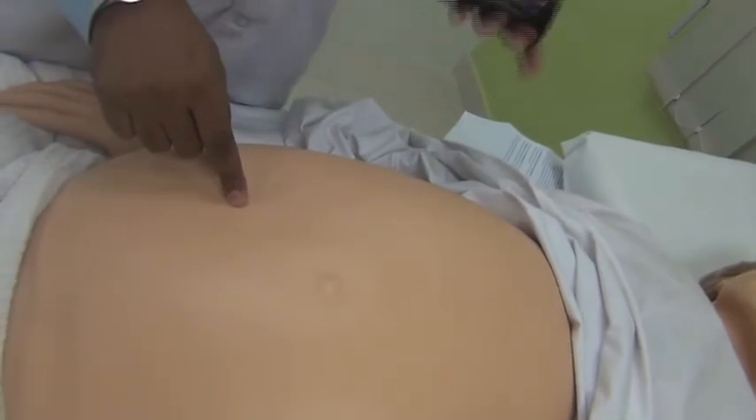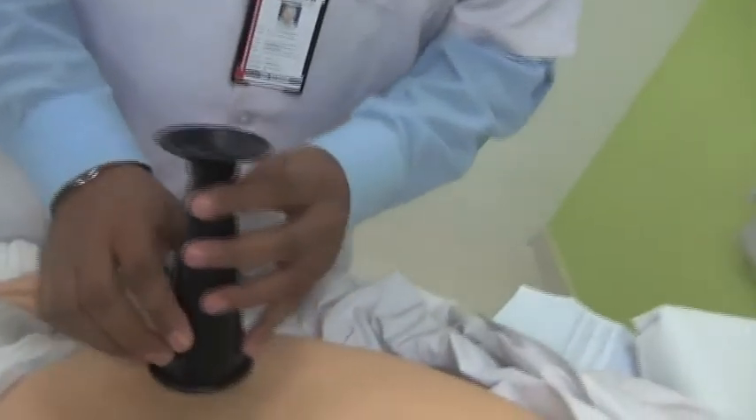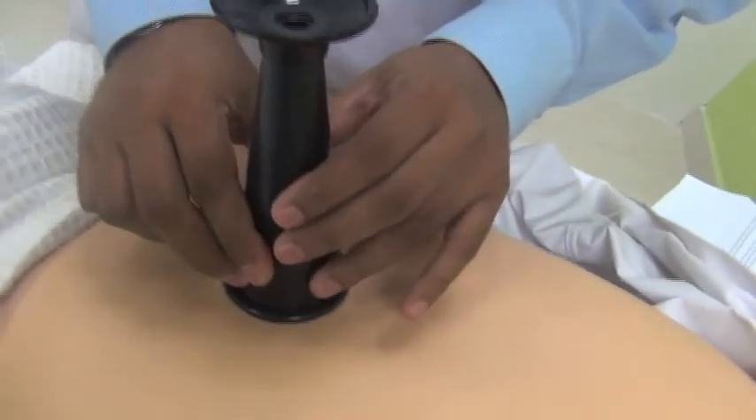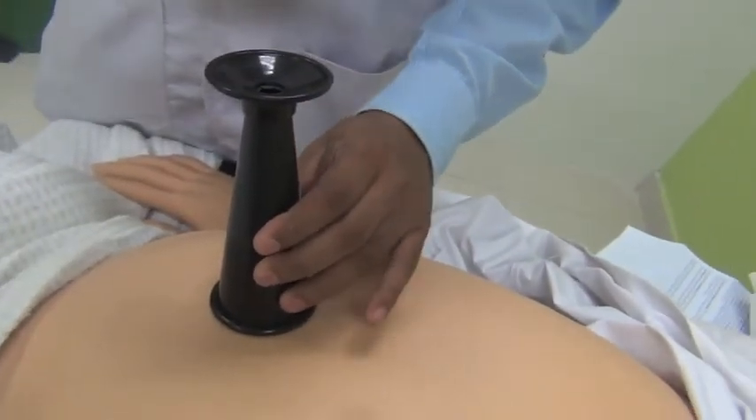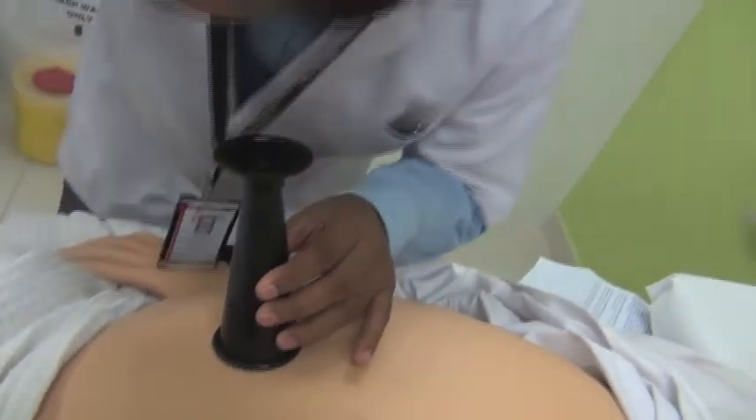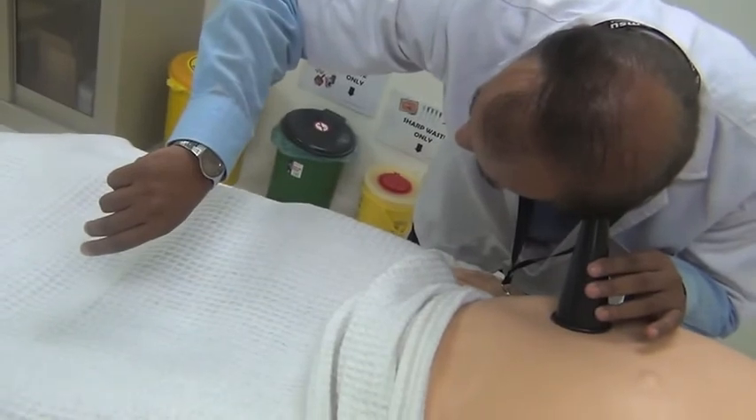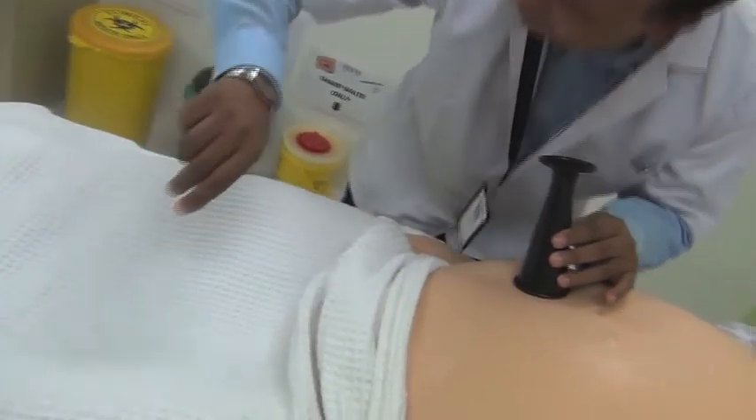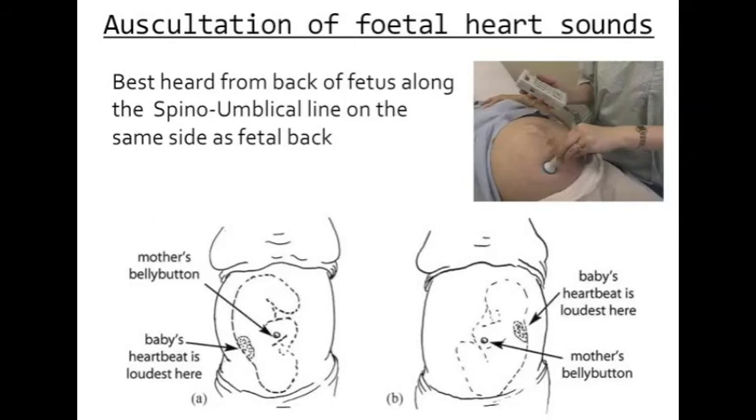It is best heard using a Pinard's stethoscope, and if Pinard's is not available, the bell of the stethoscope can also be used to auscultate the fetal heart. On auscultation, we record the fetal heart for 1 minute, and that concludes our obstetric examination.